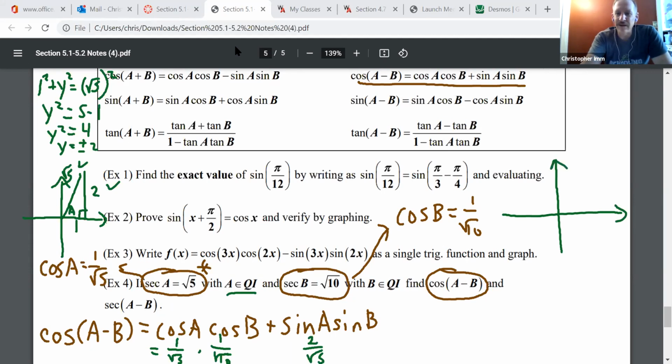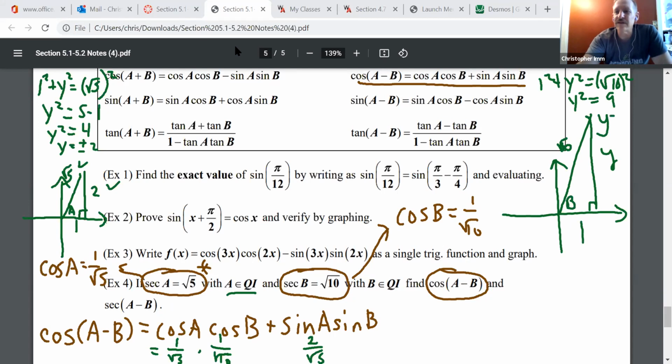So I'm just going to model what you did over here for cosine of B. So let me see. Now my hypotenuse is square root of 10. That's bigger. My adjacent is 1. Here's B. And then if I want to find my y, I'll just say 1 squared plus y squared is equal to root 10 squared. I'll say y squared is equal to 10 minus 1, which is 9. So it looks to me like y is equal to plus or minus 3. Since we're in quadrant 1, it's 3. So my sine for this one would be 3 over square root of 10. And then we're in good shape.